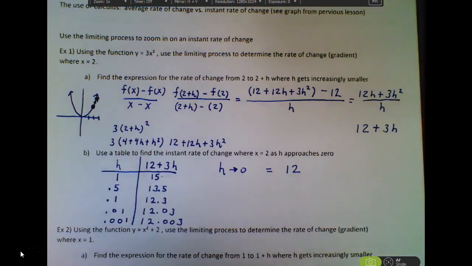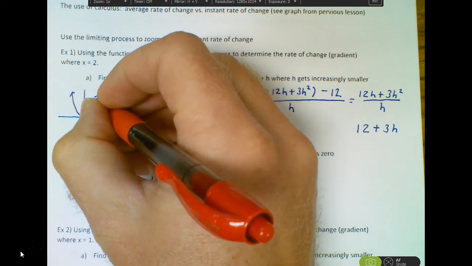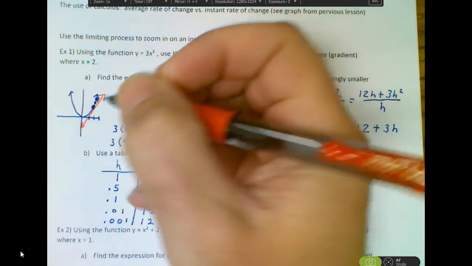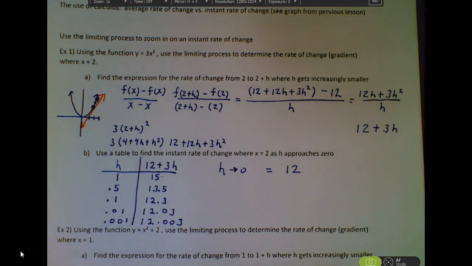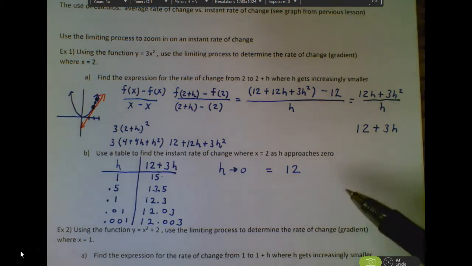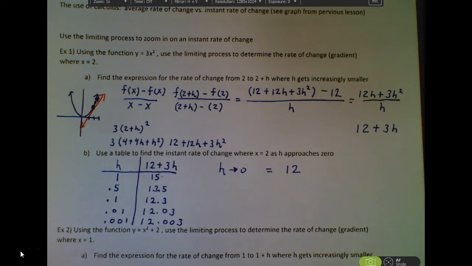So if I were to draw a little tangent line that hits that point where x is 2, the slope of that tangent line would be 12. And that's what we're really seeing out of this. So we just found an instant rate of change at a single point by using this limiting process. And we're getting 12 as our instant rate of change.